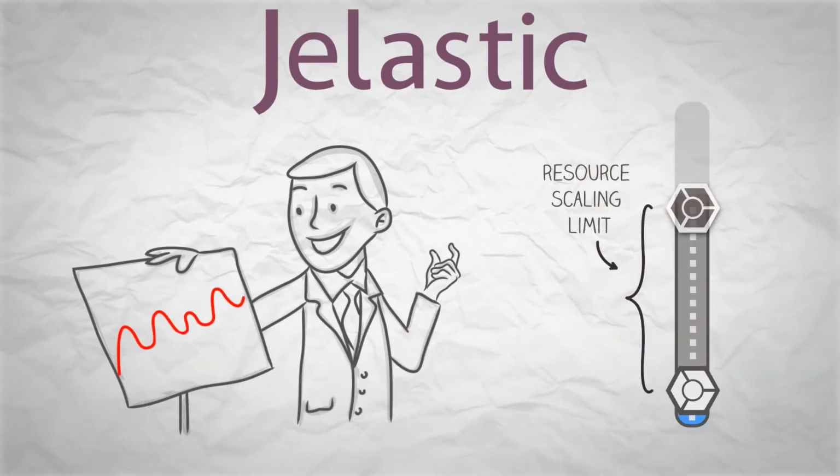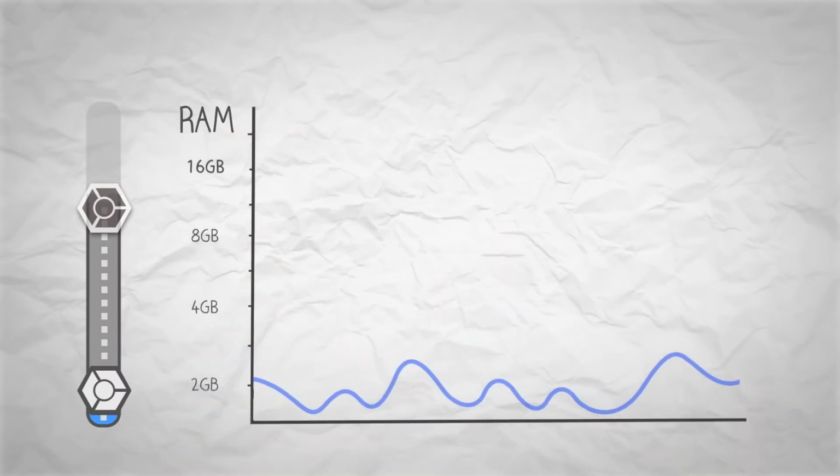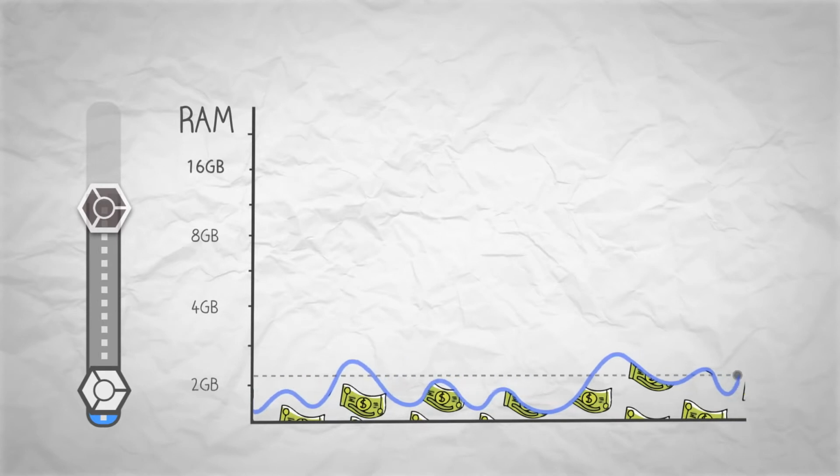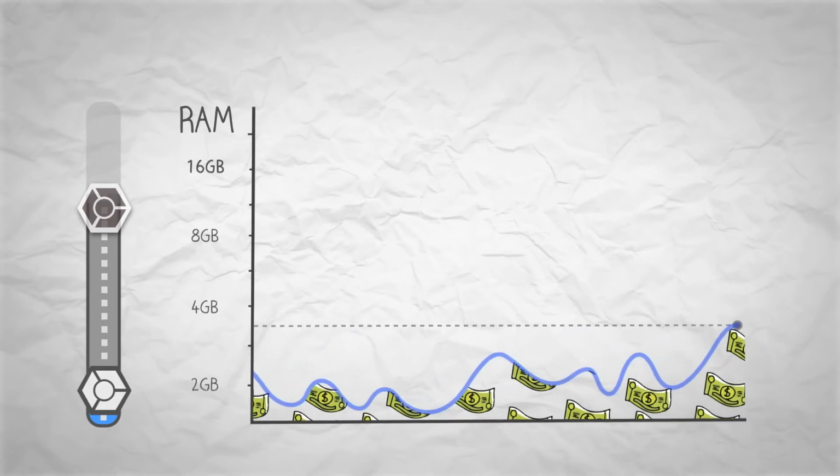With Jelastic, you can have your environment up and running in seconds and simply set the resource scaling limit according to your budget. And if your resource usage is lower, you automatically pay less. No surprise bills, no need to guess anything in advance. Jelastic only charges you for your usage.